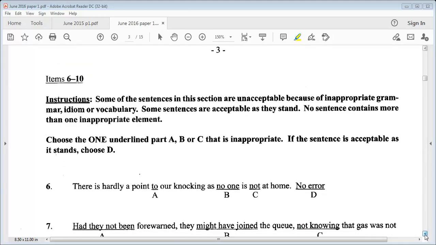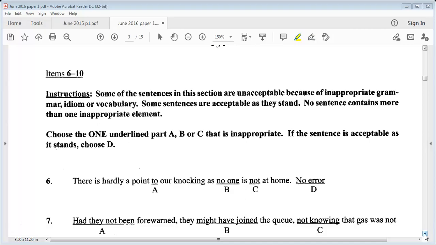Items 6 to 10. The instruction says some of the sentences in this section are unacceptable because of inappropriate grammar, idiom, or vocabulary. Some sentences are acceptable as they stand. No sentence contains more than one inappropriate element. Choose the one underlined part, A, B, or C, that is inappropriate. If the sentence is acceptable as it stands, choose D.